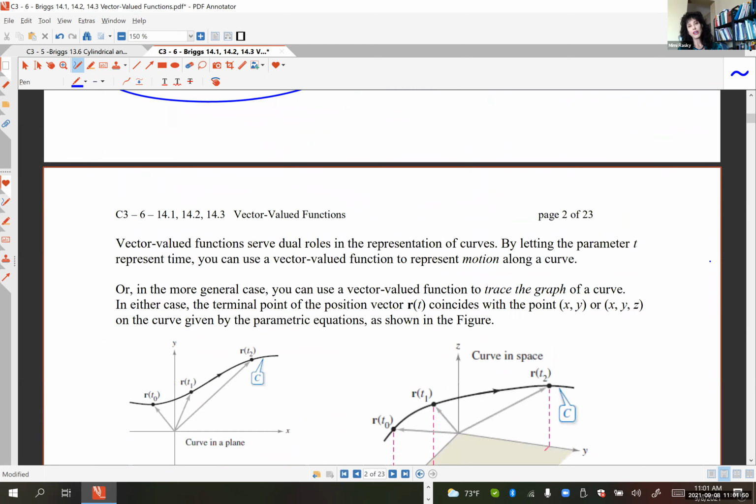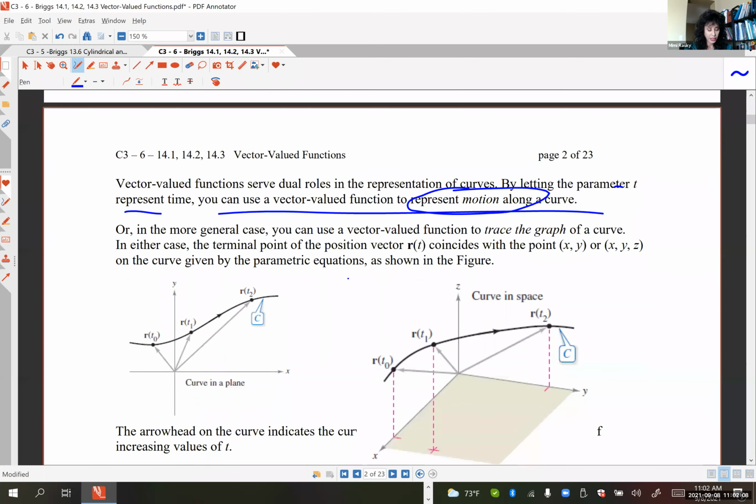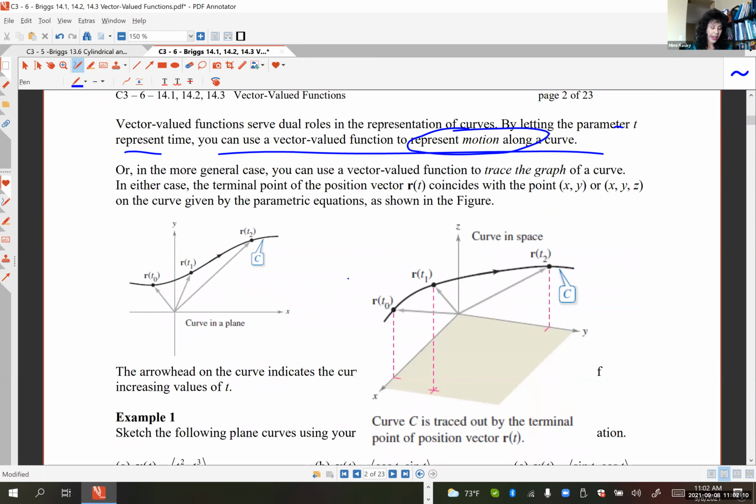So why vector valued functions? Like, who cares? Well, as I mentioned a couple times already, they're used to describe motion a lot. Okay. So by letting this parameter t represent time, you can represent motion along a curve, and it could be 2D or 3D. Okay. Now, how do you graph a vector valued function? Well, very carefully. For every time t, you would get a vector. So you graph a whole bunch of vectors here.